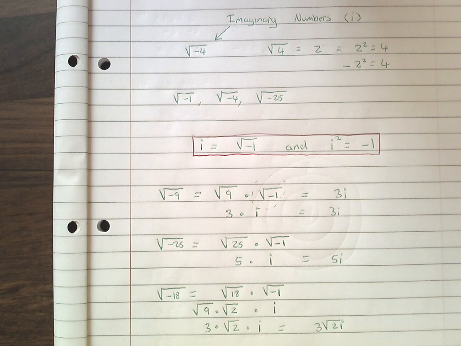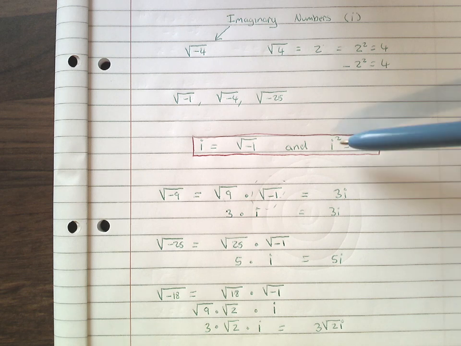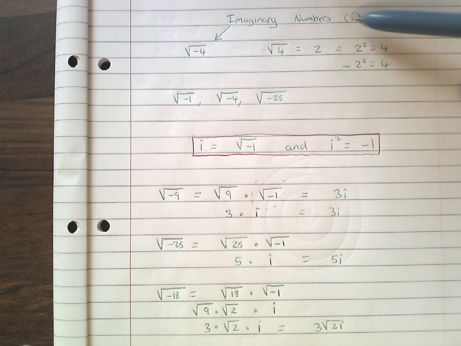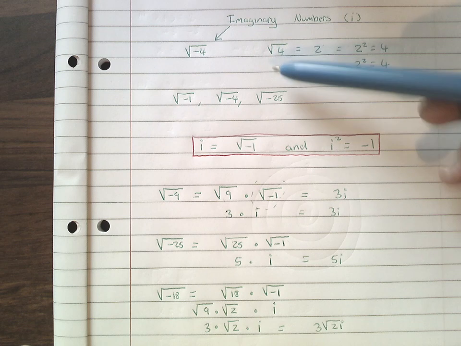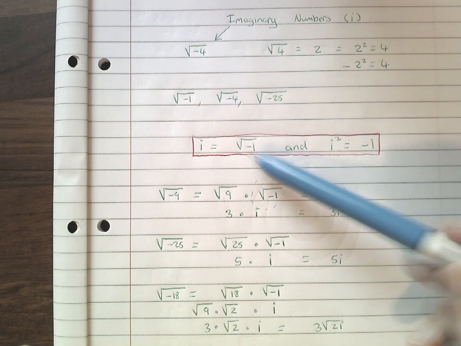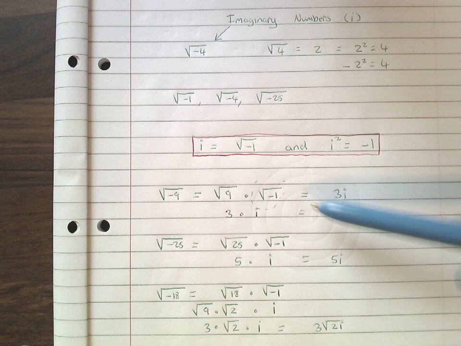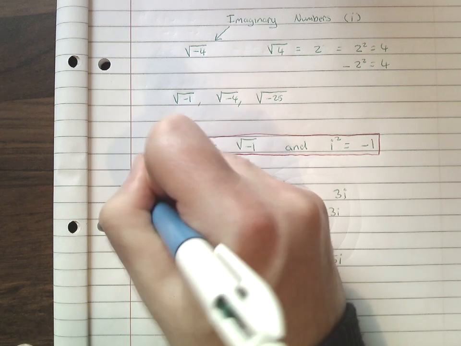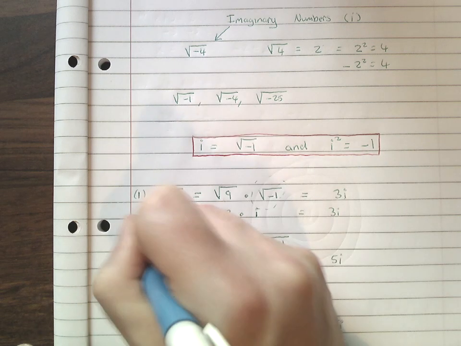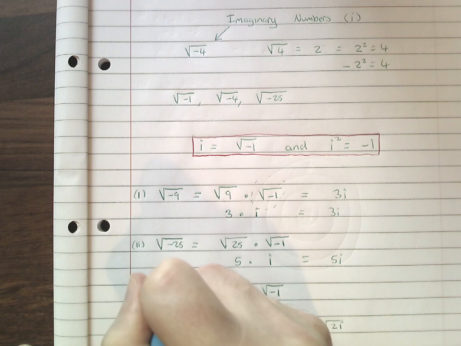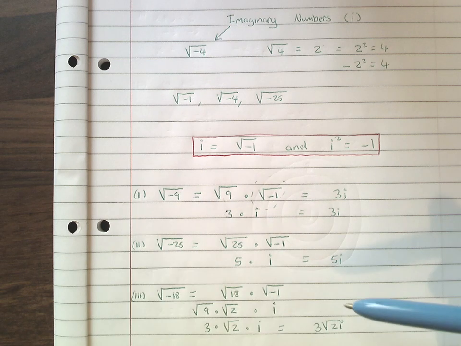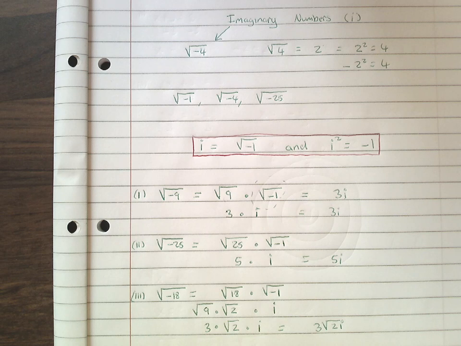So this rule here is very, very important, and these are what are known as imaginary numbers. And in order to get the square root of a negative number, we follow this process like we've done here with these 3 examples. So example 1, example 2, and example 3, like so. Okay, so hopefully that makes sense.